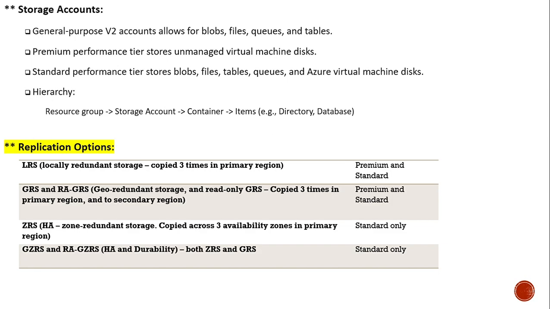The next one is zone redundant storage. It copies data across three availability zones in the primary region. And the last one is geo zone redundant and read only geo zone redundant storage. It provides high availability and durability. And the last two options we can go for with the standard tier only. So it is also important to remember.